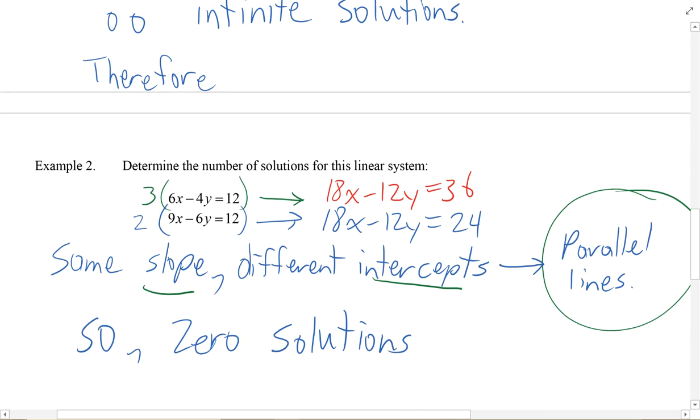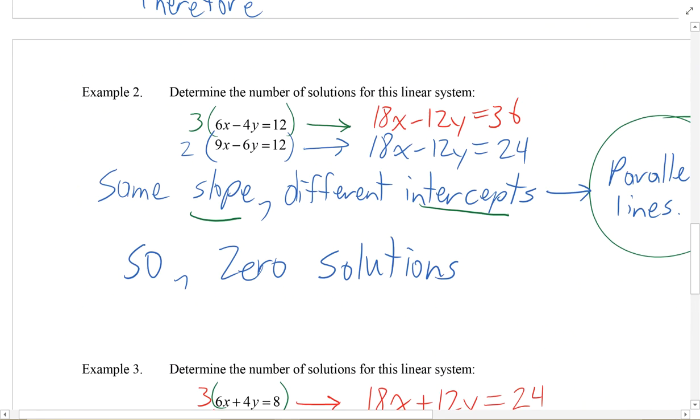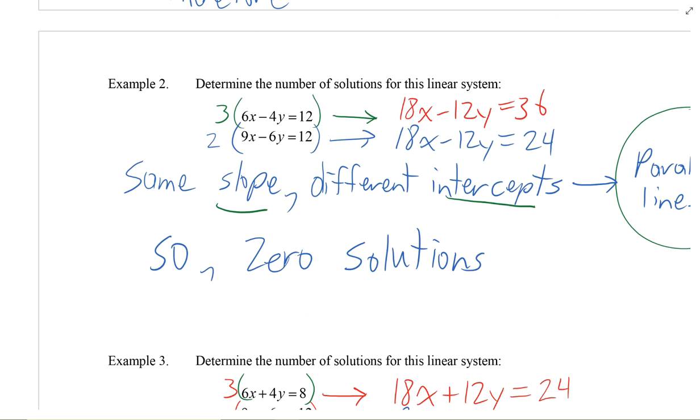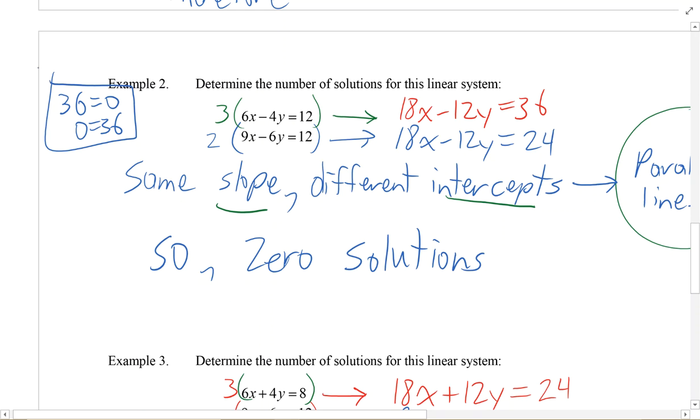For example number 2, you're going to get weird stuff too. If you tried to solve example number 2, you would get something like 36 equals 0 or 0 equals 36. If you get something weird like that, that's not a true statement, then you've got parallel lines. You got to go back and have a look and tell me that you have parallel lines, okay, and that you have many solutions. So if you're getting some weird stuff when you're solving, you have one of those situations.